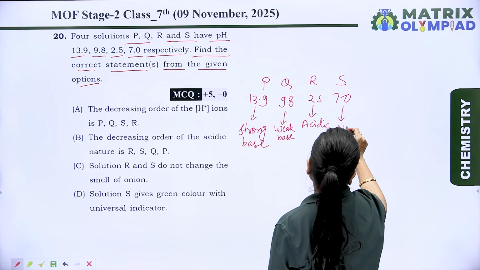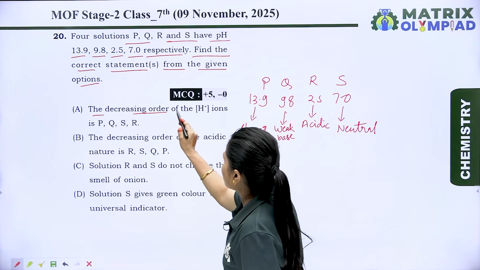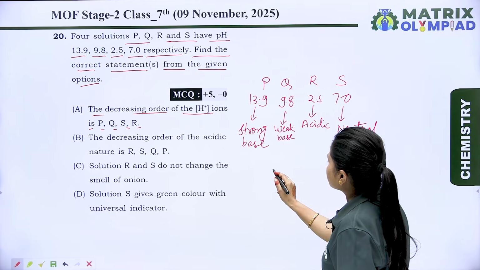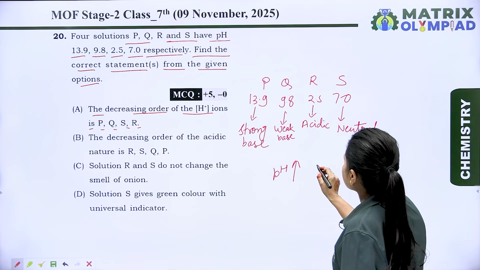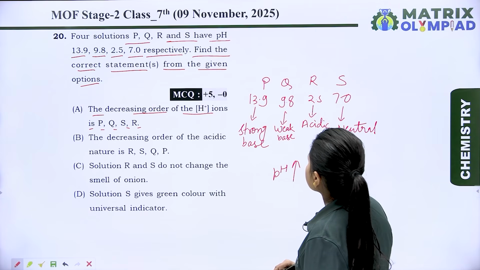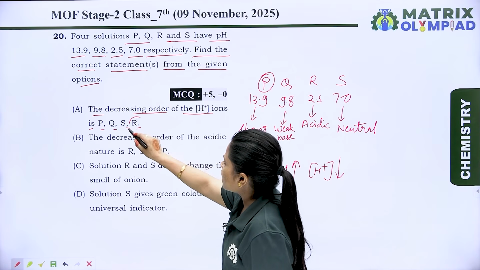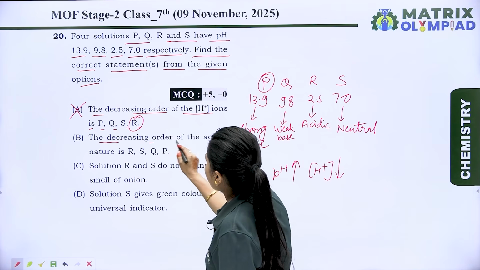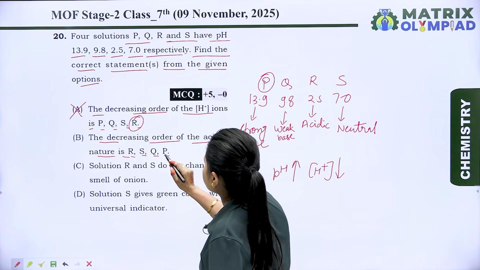And this is neutral solution. Now, the first option is the decreasing order of H plus ions is PQSR. As we know that pH is increased when H plus ions decreased. So the minimum H plus ions will be in P, not in R. So this is wrong.